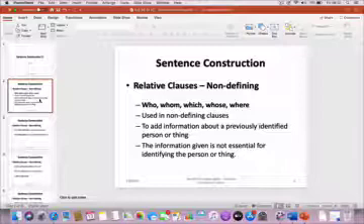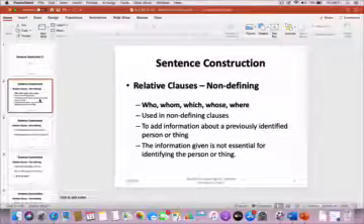What again they do is that they add information to previously identified things or people. In this case, they're non-defining, so the information is not essential to complete the sentence. It can easily be removed. However, it does help to define the thing or person.